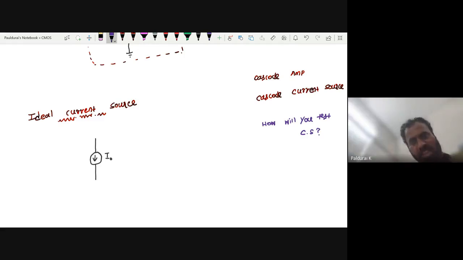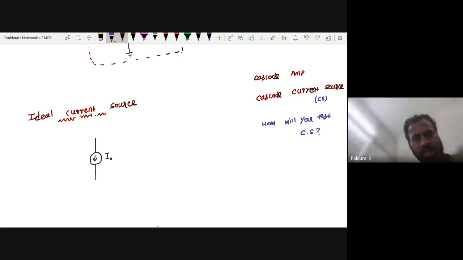Hereafter, for this lecture, CS means current source, not common source. For each and every time I cannot write current source, so simply I will write C.S. Now as per our notation, CS is common source. Here C.S. is for my convenience, current source. So please keep it in mind. So how will you test that current source?